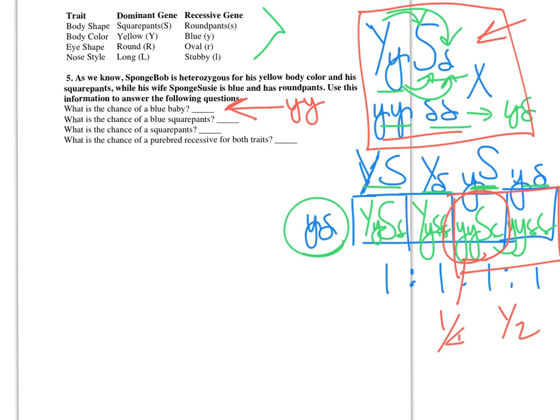What about just the chance of SquarePants? Again, I keep forgetting that's the S's. That would be, I'll change colors. SquarePants is anybody that has a big S, right? So S blank is square. So anybody that's that, so again, that would be half the kids. And then what about purebred recessive for both traits? Boom, that guy's right over there.